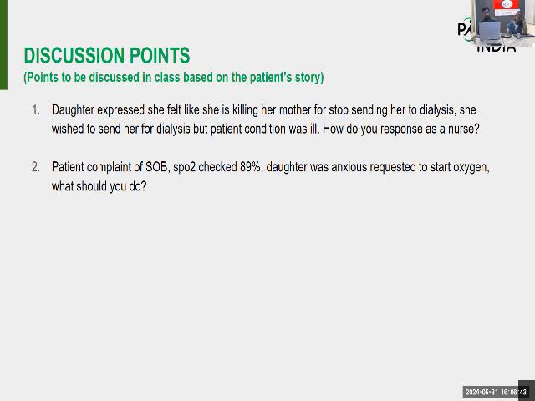And the second question is: the patient complains of shortness of breath. Her SpO2 was 89%. The daughter was anxious and requested to start oxygen. What should you do? That is the next question. Very good question, we always face these kinds of questions. When a patient is in an end of life care situation, the caregivers will always tell you, you can start oxygen, now she is having breathlessness, give oxygen. So how will you manage? How will you overcome this situation?